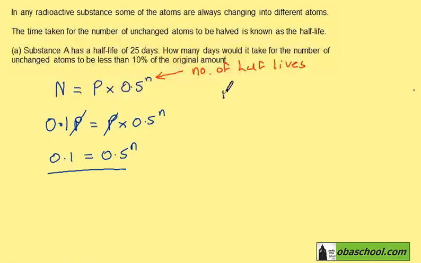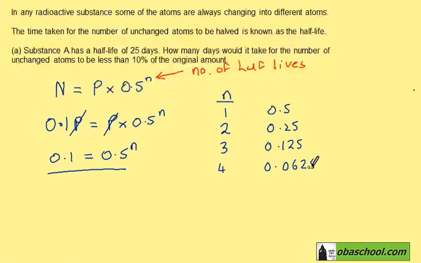If we do a basic search, when n is 1, we get 0.5. If n is 2, 0.5 squared is 0.25. If n is 3, we have 0.125. If n is 4, we get 0.0625. So we have less than 10% when n equals 4.